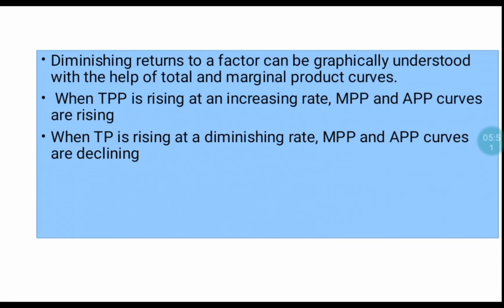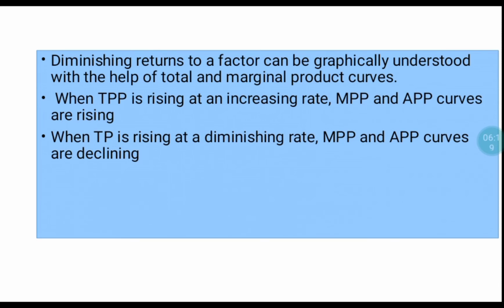For instance, when the total product curve is rising at an increasing rate, the marginal product curve and the average physical product curves will be rising. Okay, so marginal physical product and average physical product are rising when the total product curve is rising. When it is rising at a diminishing rate, the marginal product curve and the average product curves are declining.